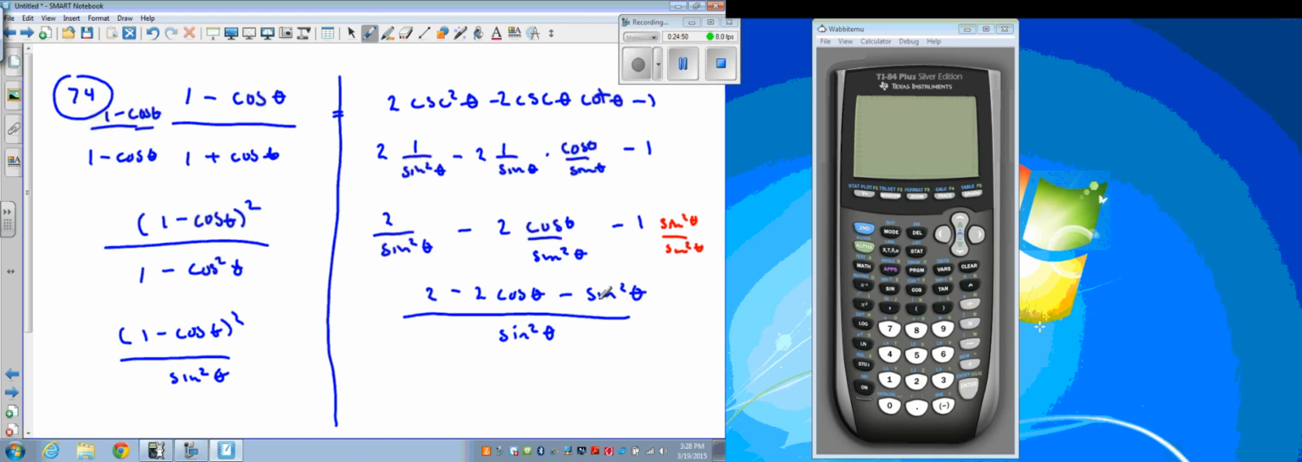What would happen if we change this to 1 minus cosine squared? Then we'd have the numerator all cosines, right? You see what I'm saying? Then I've got cosines in the numerator. I'm going to go 2 minus 2 cosine theta minus, and in place of sine squared, I'm going to put the Pythagorean identity, 1 minus cosine.